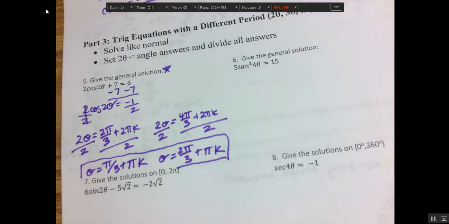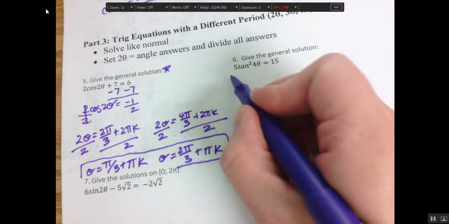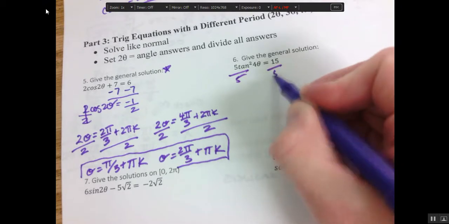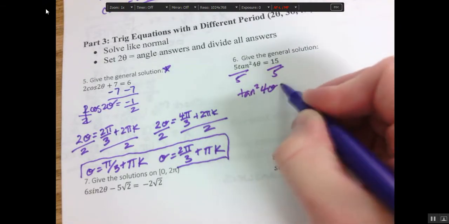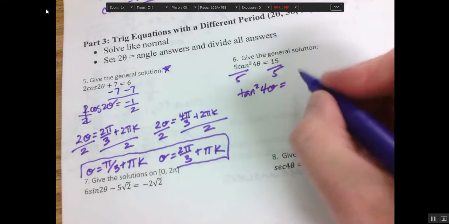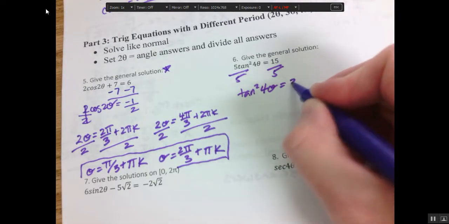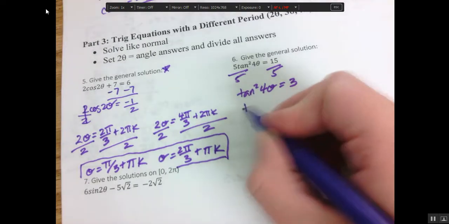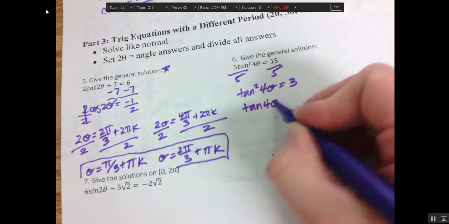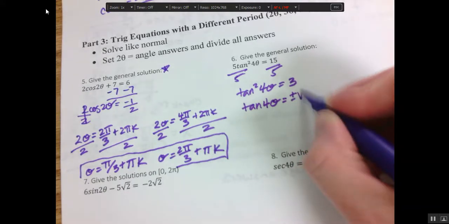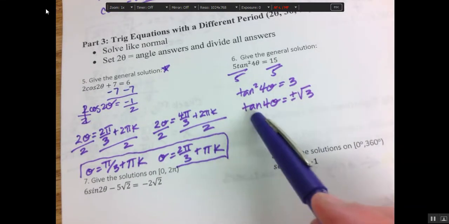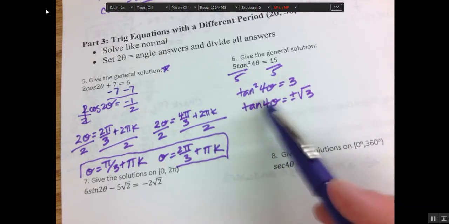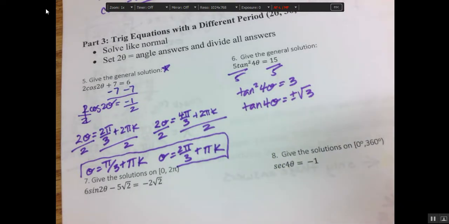All right, number 6. Let's divide by 5 and then do a plus or minus square root. Okay, when you square root tan squared 4 theta, it only square roots the tangent, okay? It doesn't square root the 4.